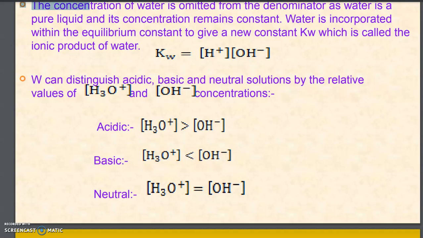So we can distinguish acidic, basic and neutral solutions by their relative values of H3O+ and OH- concentrations. We are comparing all the values with the water concentration. If it is acidic, the concentration of H3O+ is greater compared to OH-. If it is basic, what will be more? OH-. If it is neutral, the concentrations of H3O+ and OH- will be equal.